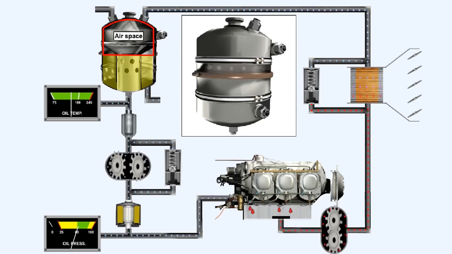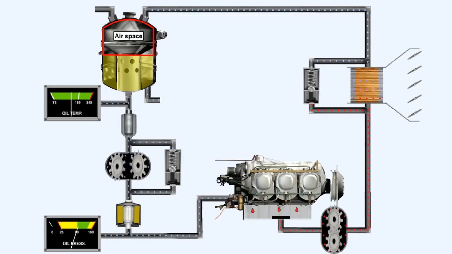The airspace is necessary to cater for several situations. For instance, the increased oil return when starting the engine. When, after a run, the engine is stopped, the walls of the crankcase are saturated with oil, which will drain into the sump. The oil will remain there until the engine is started, when the scavenge pump will return it to the tank.